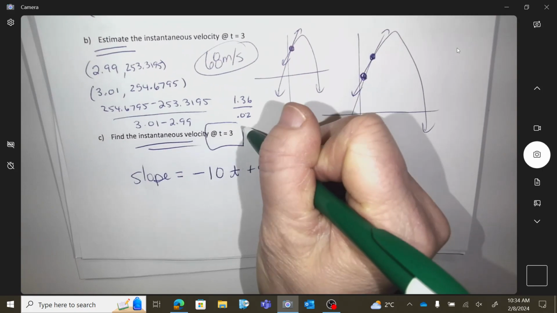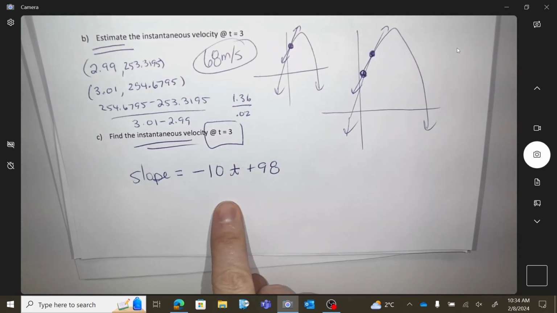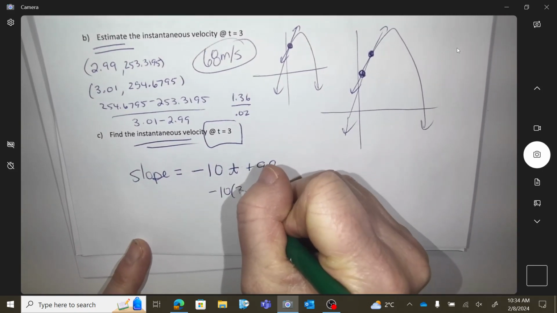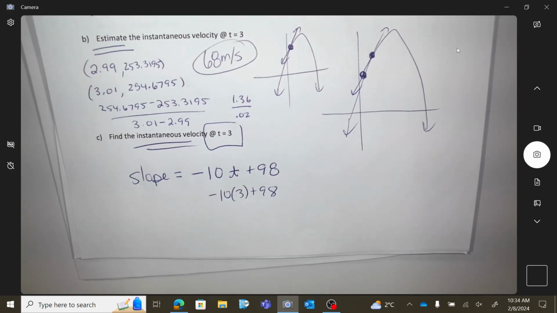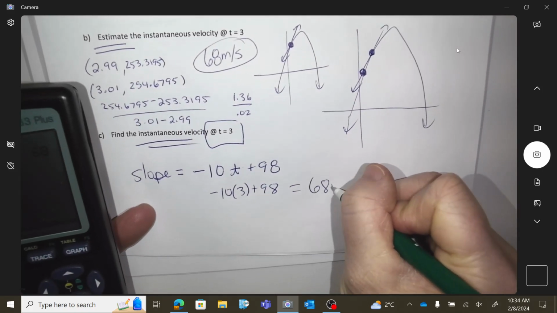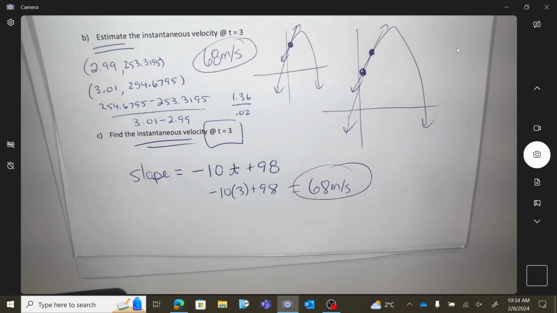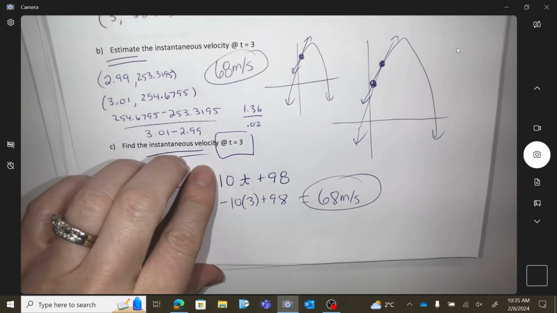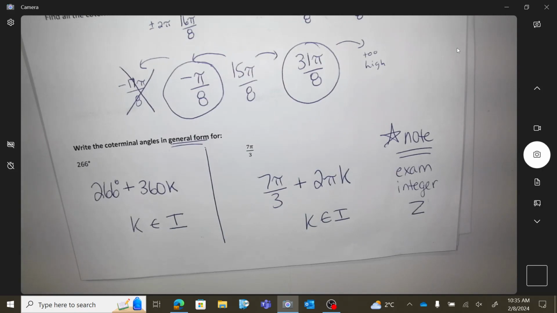Now, what are you doing? Putting in a time of 3. So our really close estimate number was very much bang on. This is exact. It's specifically instantaneously at 3.